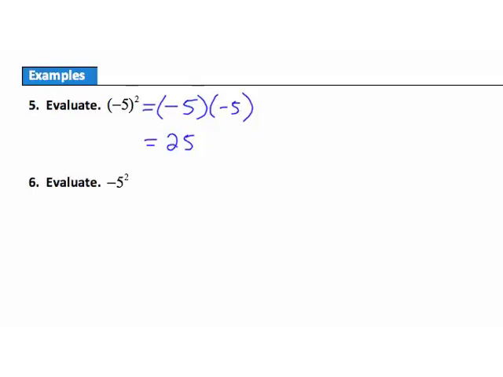Example 6, we're asked to evaluate, in this case, just the 5 has the exponent. So we would say the negative sign goes out front, just the 5 was being taken to that second power, so we need to multiply 5 times 5, which gives us 25. Now we'll deal with that opposite or negative sign so that we get an answer then of negative 25.